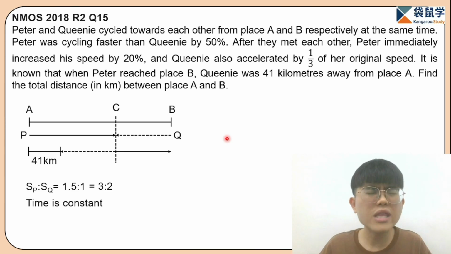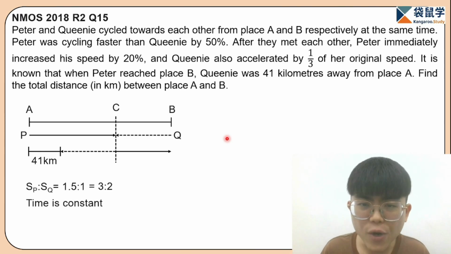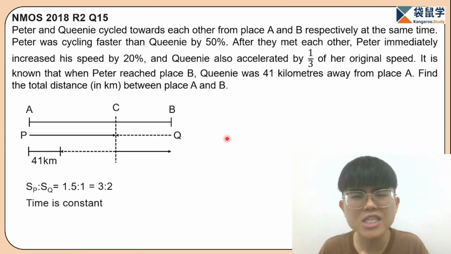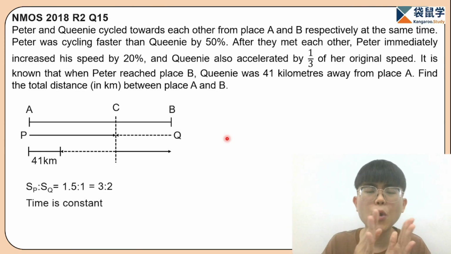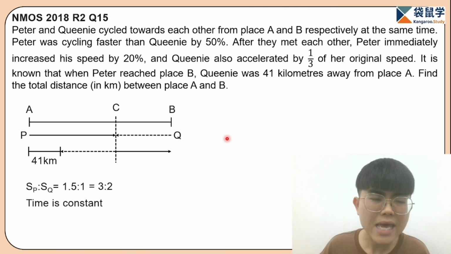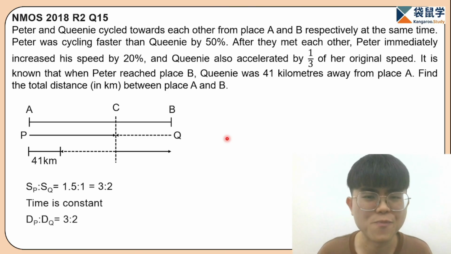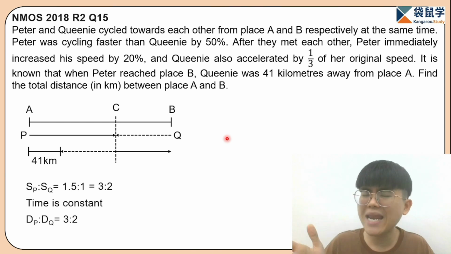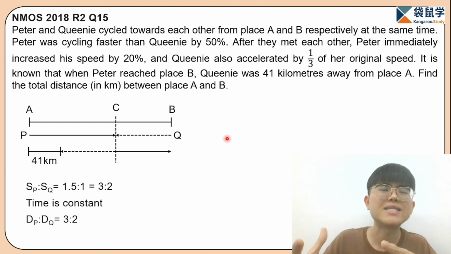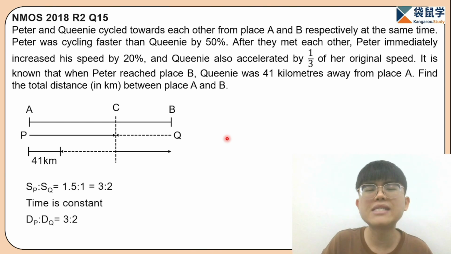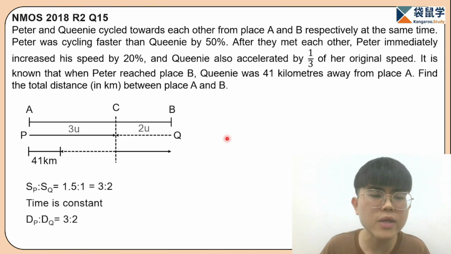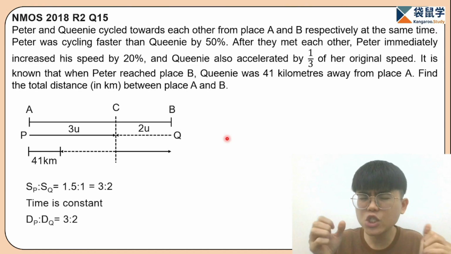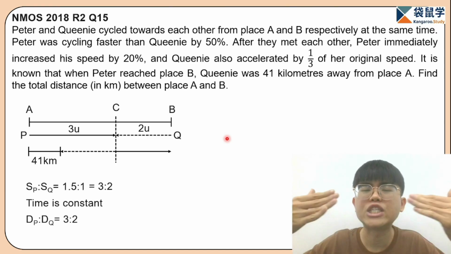And last one, we need to know what the distance ratio will be. Based on what we have learned, when the time is constant, the distance ratio is equal to the speed ratio, which means that in this case, it will just be 3 to 2. And now everyone, when we know the distance ratio is 3 to 2, we say that the ratio can also be represented as units. In this case, we can say that Peter actually traveled 3 units and Queenie traveled 2 units. Now everyone, let's look at the next part after they meet each other.